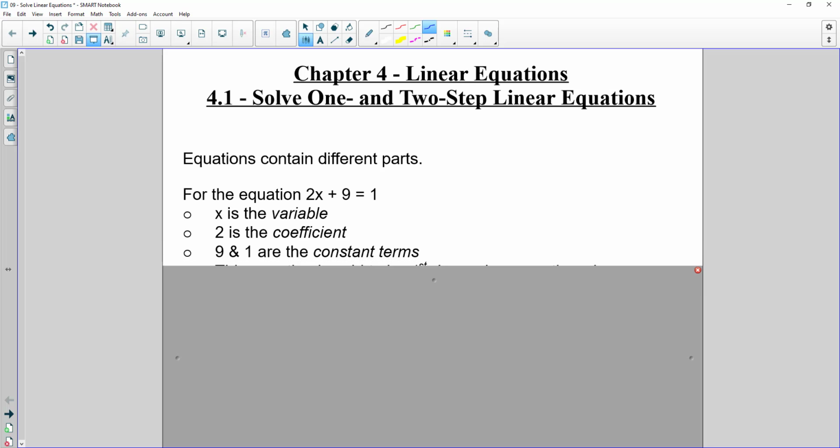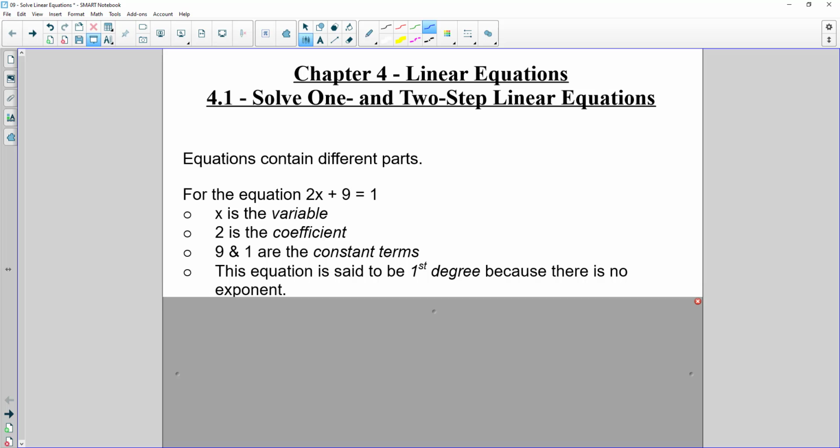The 9 and the 1 are not paired up with any letters, so we call those constants, because it doesn't matter what the value of x is in this case. The 9 and the 1 always stand alone, and so they do not change. They are constant. Now, specifically, we can say this equation as a whole is first degree.